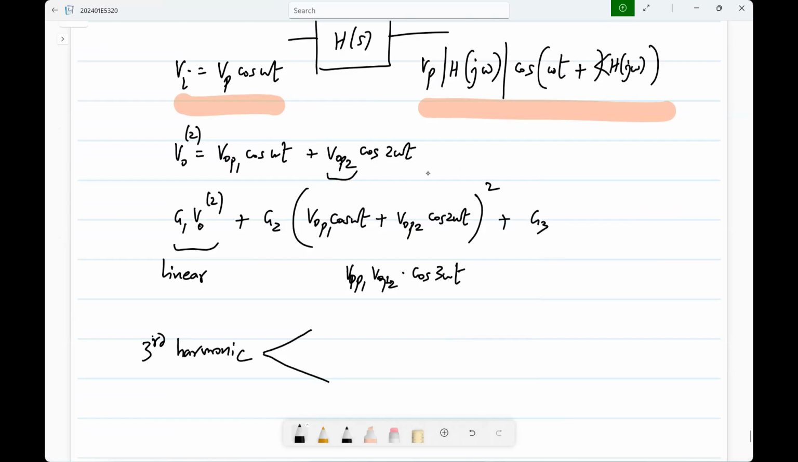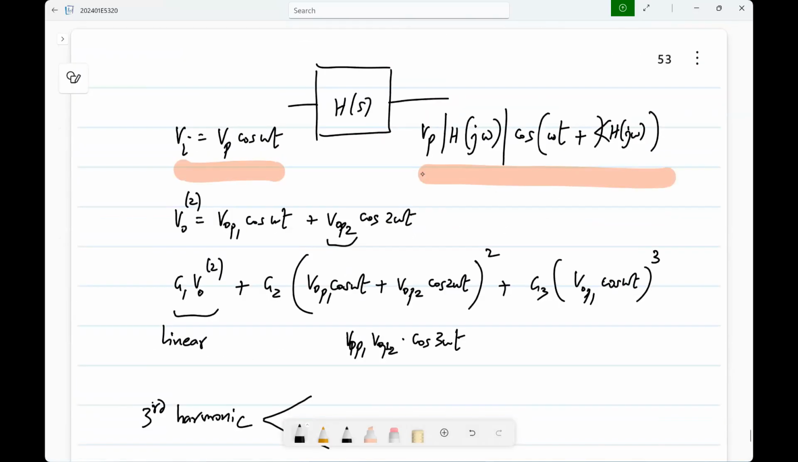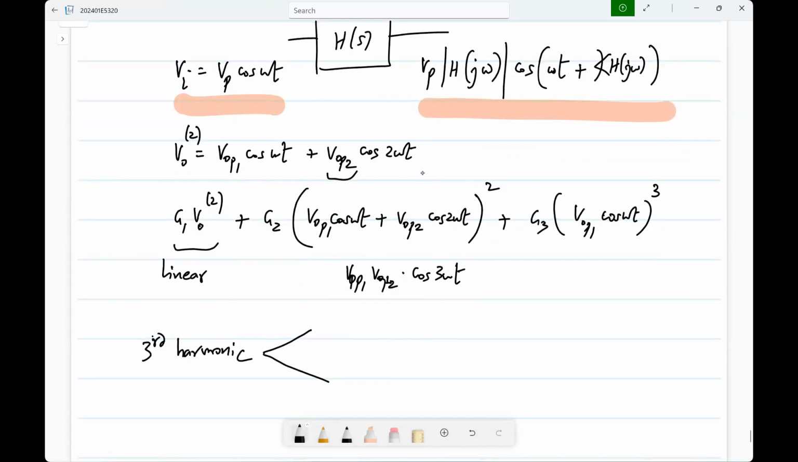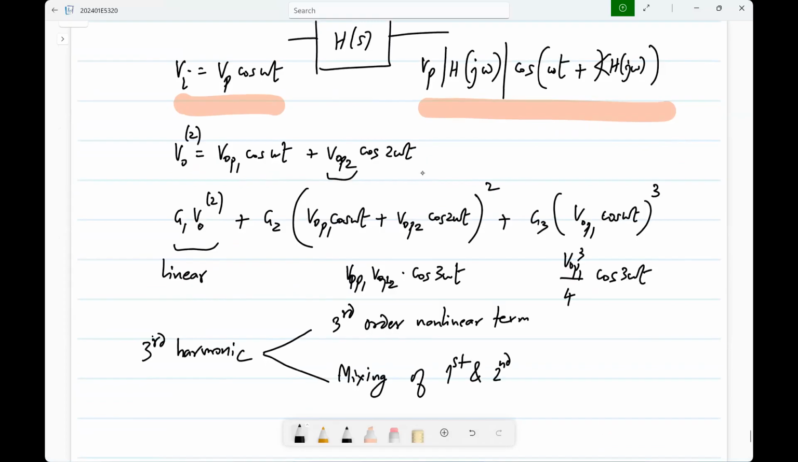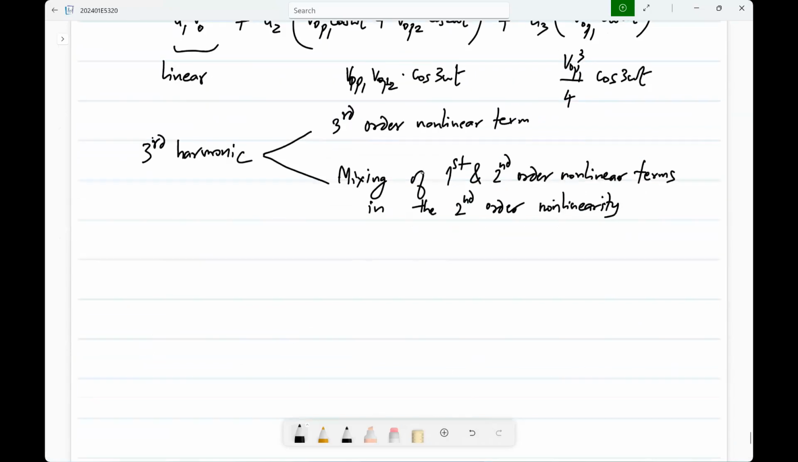And of course, you have the other one, VOP1 cos omega t cube. If you did have this term, you will anyway get the third harmonic, right? You will get VOP1 cube by 4 cos 3 omega t, right? From that. So you can get third harmonic from the third order nonlinear term and from mixing of first and second order nonlinear terms in the second order nonlinearity. Okay. Is that fine?